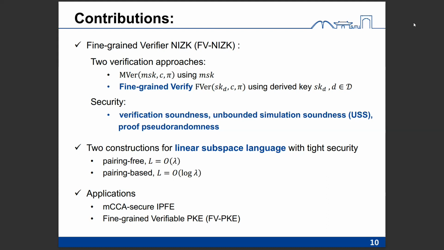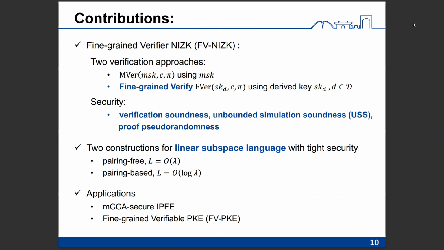And we equip FV-NISC with three security properties: verification soundness, unbounded simulation soundness, or USS for short, and proof pseudorandomness. The first one, verification soundness, requires the M-verifier and F-verifier algorithms to perform statistically identical, equivalent. So that's the requirement. And unbounded simulation soundness is defined similarly to that in DV-NISC or QA-NISC.